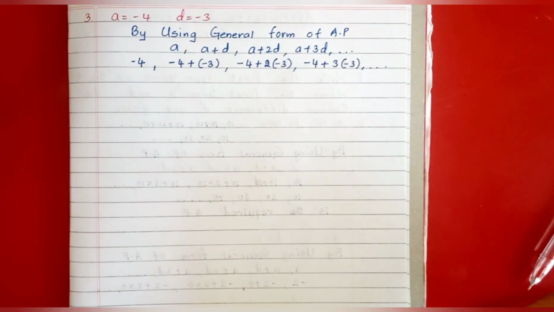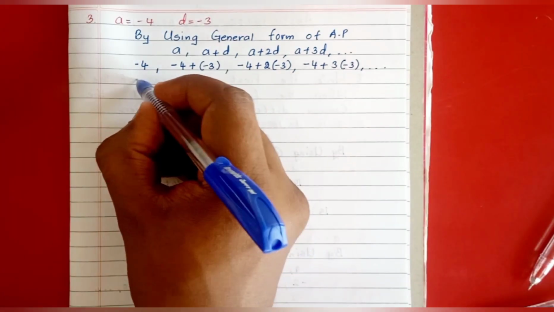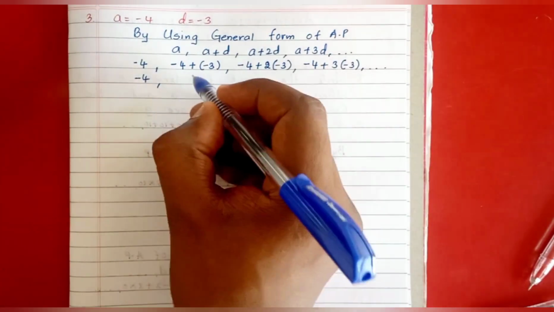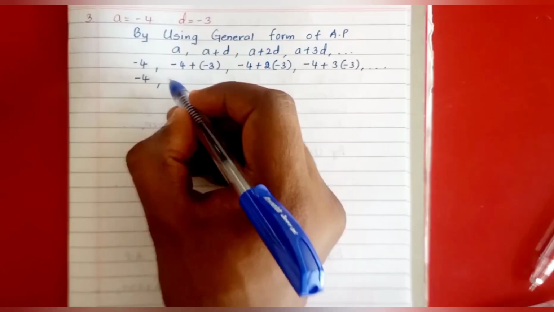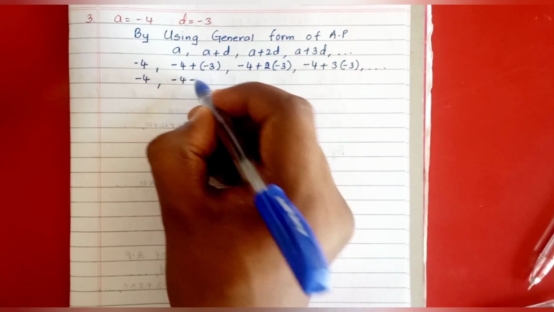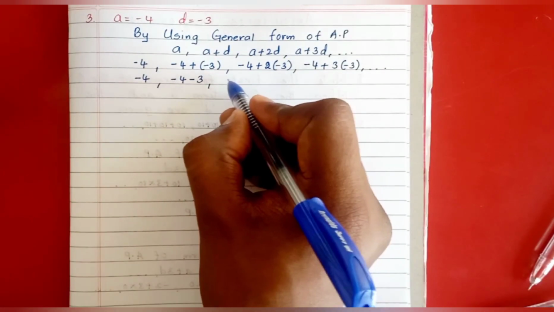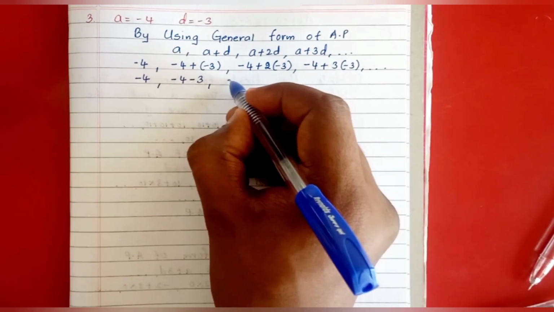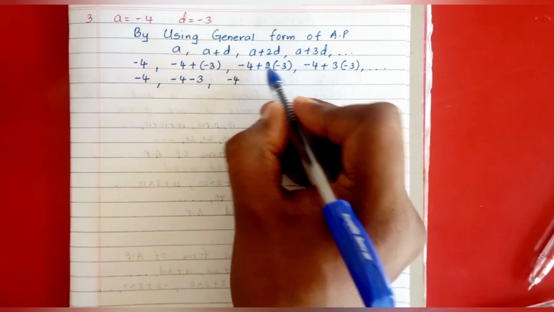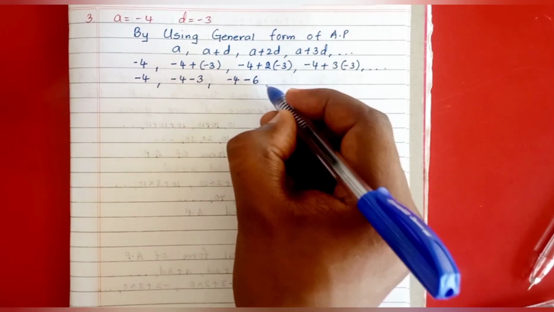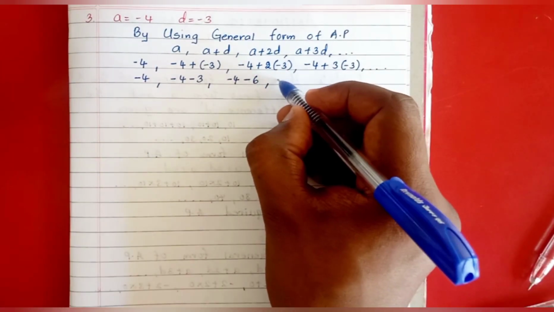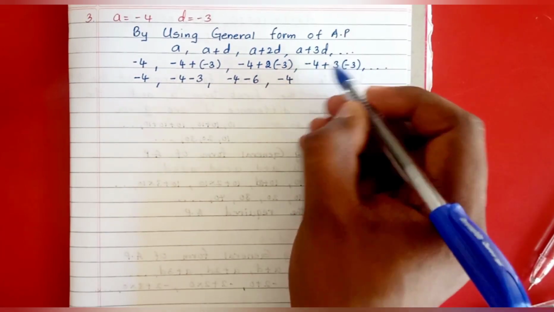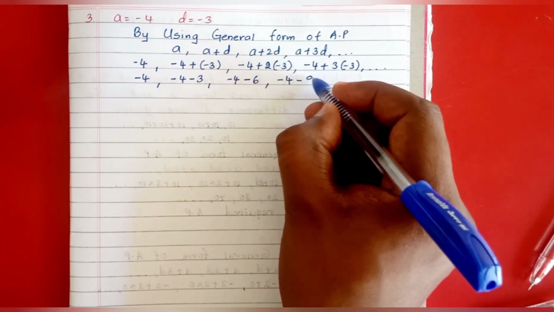Now I'll simplify. Minus 4 as it is. Now plus into minus is minus. Now what will I write? Minus 4 minus 3. Now the next, minus 4 as it is, plus into minus is minus, 2 3s are 6. Now minus 4 as it is, plus into minus is minus, 3 3s are 9.